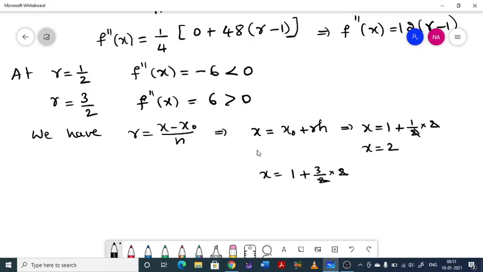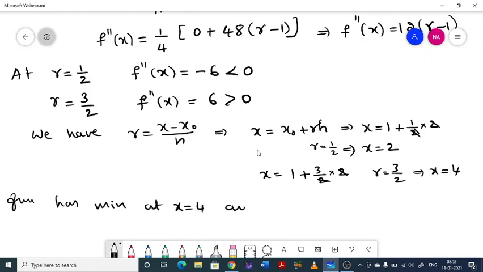So when r equal to 1 by 2, x will be 2. When r equal to 3 by 2, x will be 4. So the function has minimum at x equal to 4 and maximum at x equal to 2.